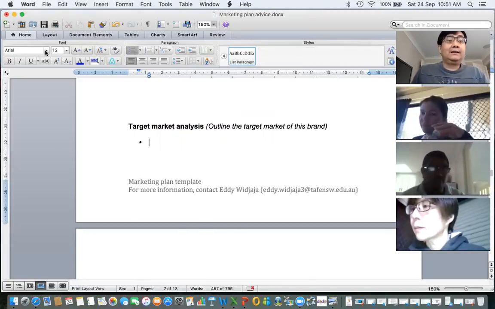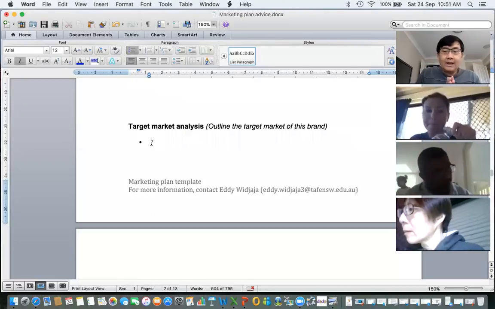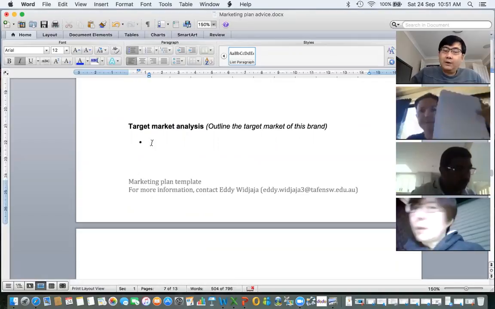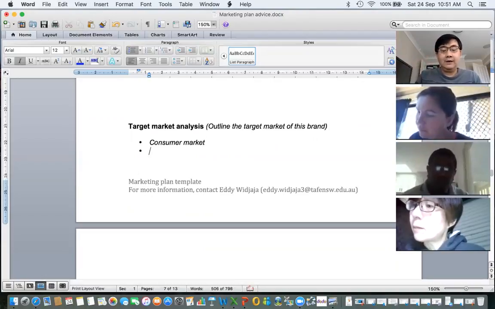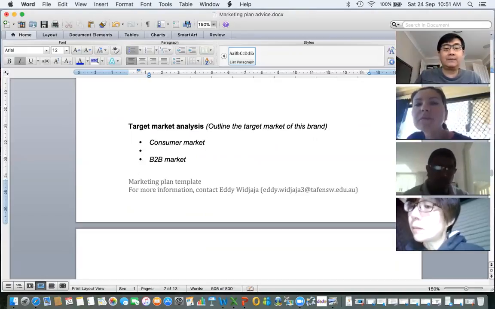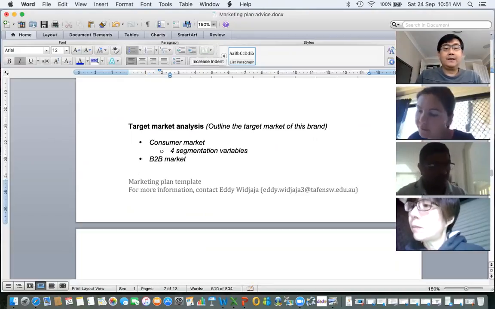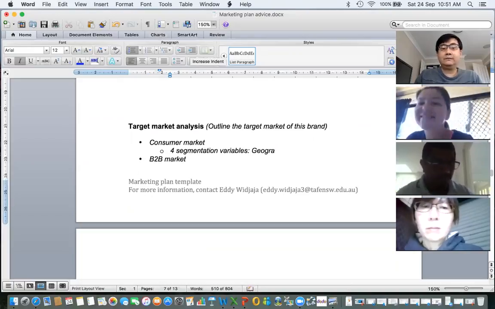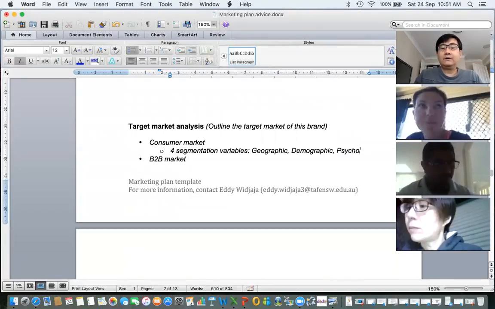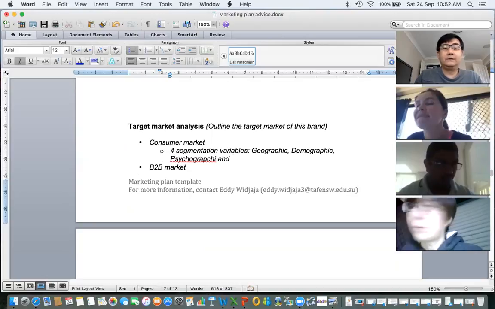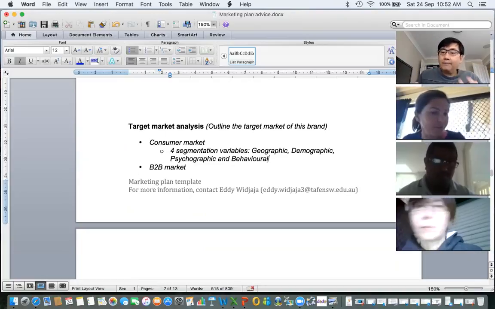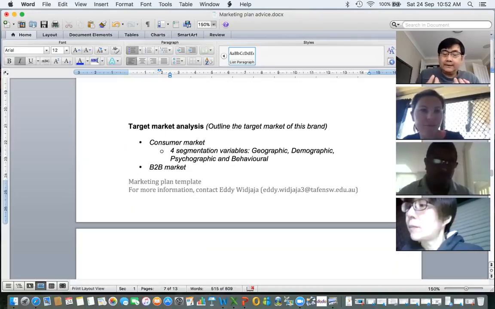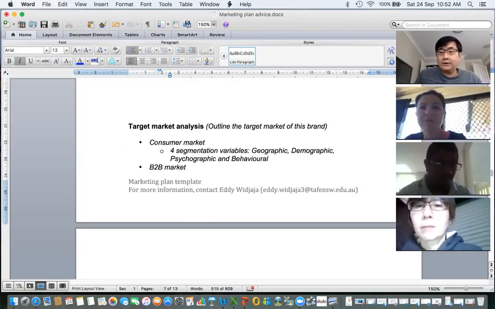Now the next one is target market analysis. I understand that I have a couple of students working on B2B industry. Now this one here is for consumer market, like you guys. You guys are doing consumer market, right? B2B market has different approach for target market analysis. Here we are using the 4 segmentation variables. What are they? They are the geographic, demographic, psychographic, and behavioral. I think I gave you a copy of the example on how you can write the segmentation target market using 4 segmentation variables.